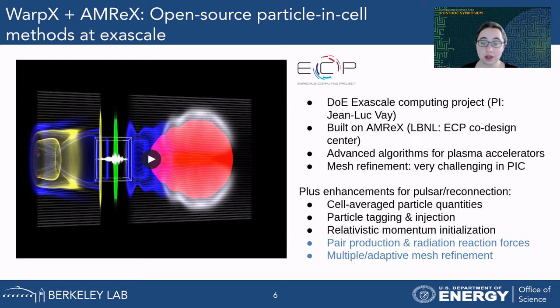In addition, for the pulsar problem, there's additional physics we'd like to add. And in terms of things we've already added, there are some additional diagnostics to do with cell averaged particle quantities to get a bird's eye view of what the particles are doing, as well as relativistic momentum initialization for setting up our reconnection problem.